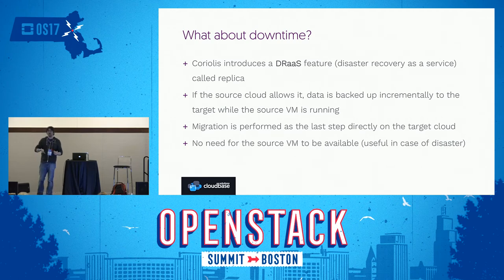Migration is performed as the last final step. So you might decide for consistency to shut down your machine at the last step. So once you already have all the data on the target, start the one on the target, so you have just a minimum amount of downtime in the meantime, okay? Or you might just leave your machine up and running on the source and never finalize the migration and do it only if there is a disaster that won't allow you basically to run the machine on the source, no? That's why it's called disaster recovery as a service in this case, no?